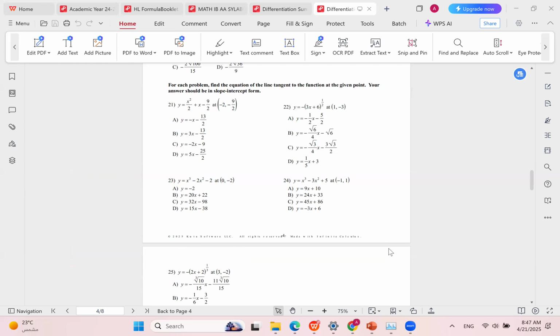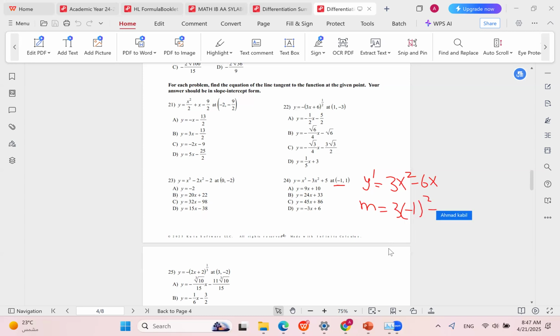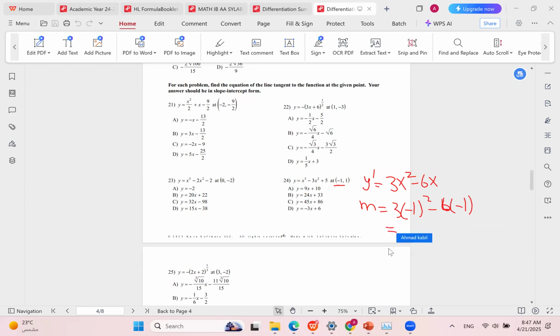For question number 24, we have y equals x power 3 minus 3x squared plus 5. So y dash equals 3x power 2 minus 6x, and then 5 becomes 0. Now to get the m, we put x as -1. So 3 times -1 power 2 minus 6 times -1. This gives us 3 plus 6, and this gives us 9.